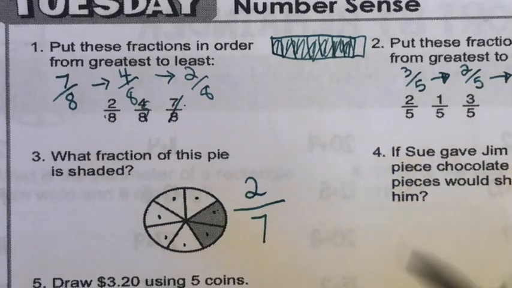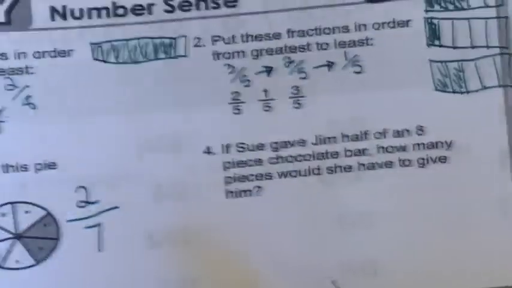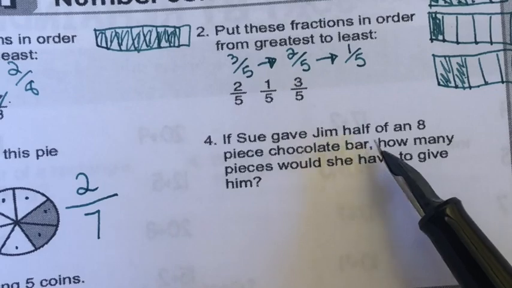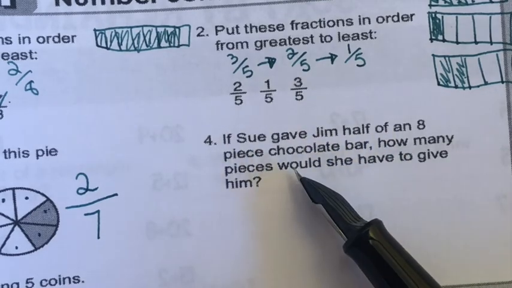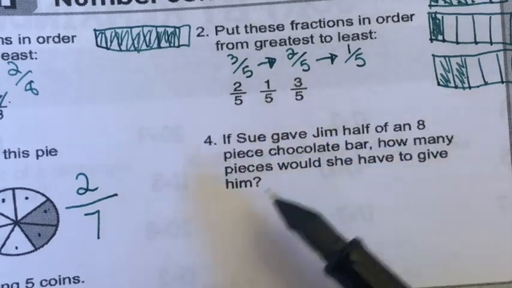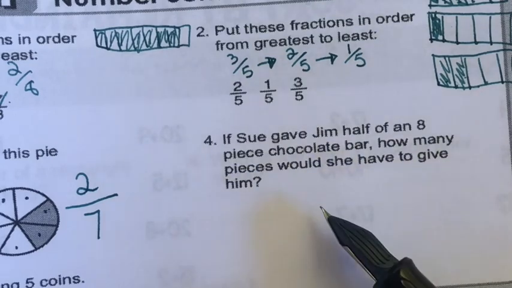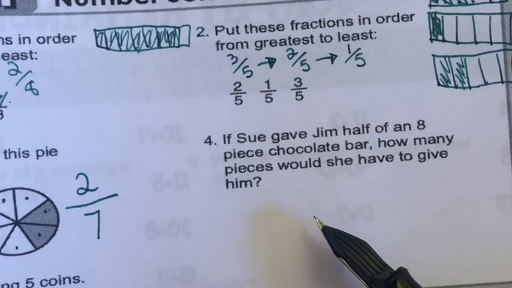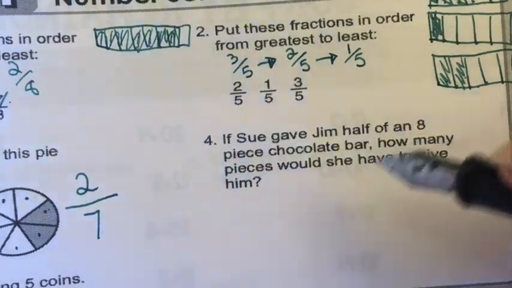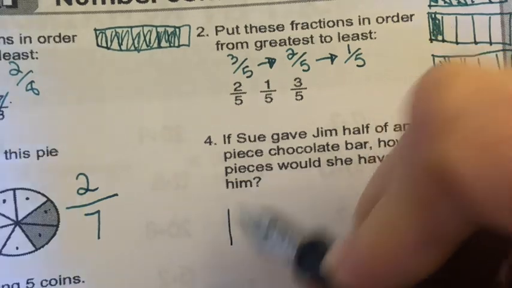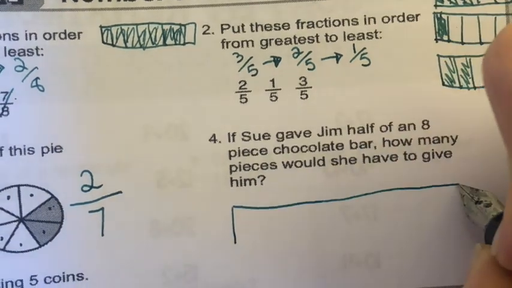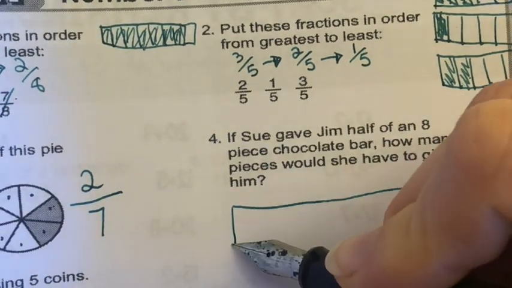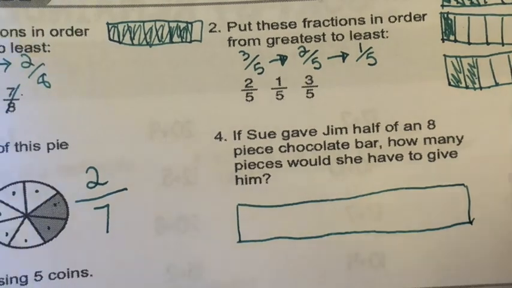If Sue gave Jim half of an 8-piece chocolate bar, how many pieces would she have to give him? Okay, so she's going to give him half of an 8-piece chocolate bar. So let's draw this one out, because fractions are one of those things where it's best to draw it out. Please excuse my drawing.